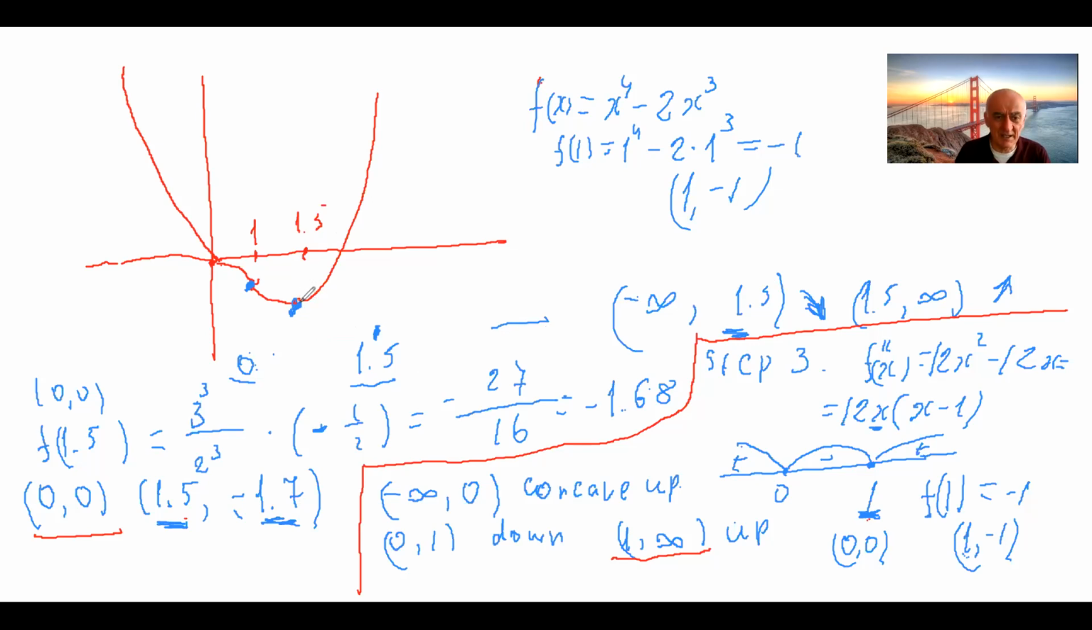I forgot to say one important thing: this value, minus 1.7, is the local minimum. This function has only one local minimum, and this is this point. This is the local minimum, and the local minimum value is minus 1.7.